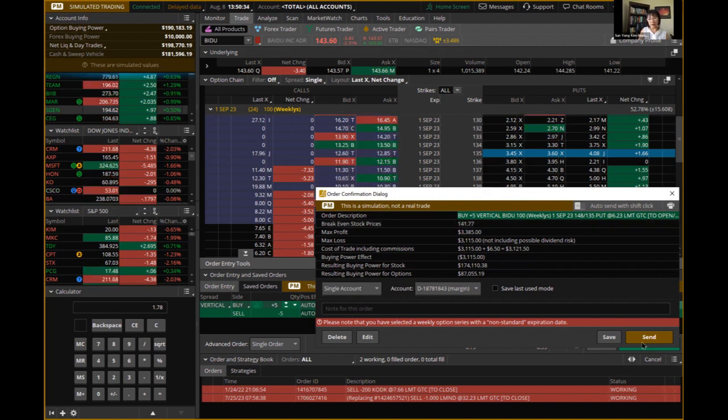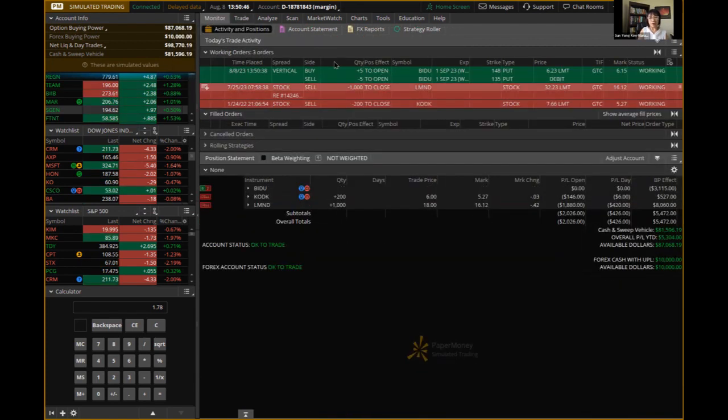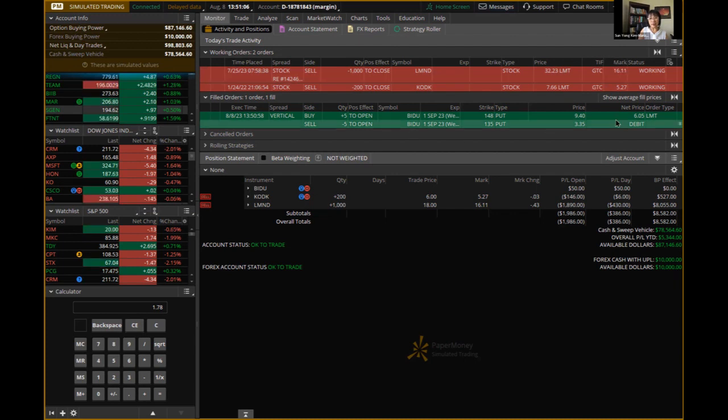So we will send it, and hopefully you'll take it. So you go to monitor, and right now it's a working order. Okay, that means it has not been filled. Because why? This mark status right in here and this price, the debit limit price, it has to match, and evidently it matched it, and so it took it.